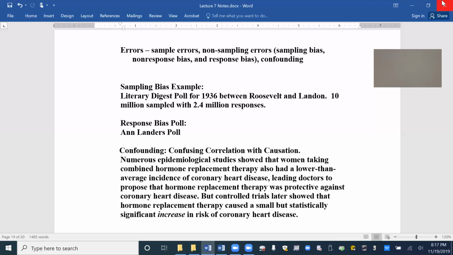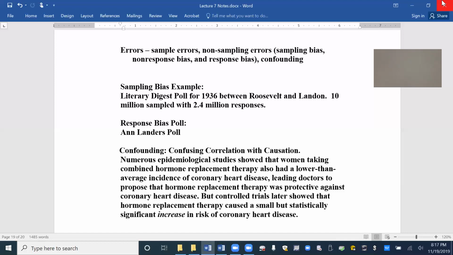And they thought it was causal. It's not. In fact, the exact opposite is true. They did controlled studies and found that if you have a severe risk for coronary heart disease, you had better not take hormone therapy because it aggravates it. So what happened? Why did we get this, what's called a spurious result?